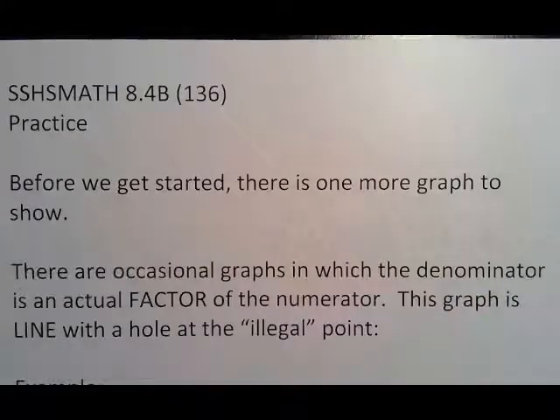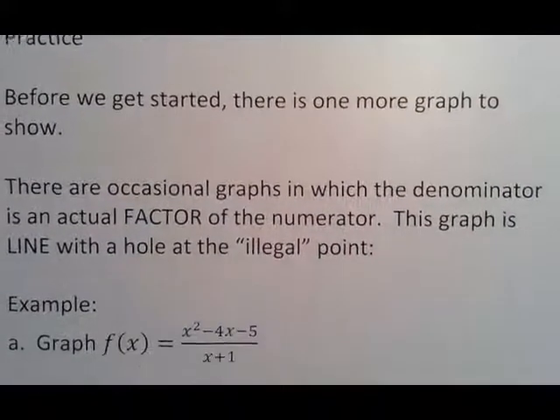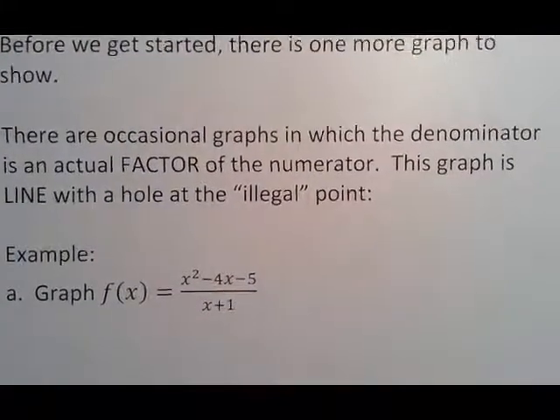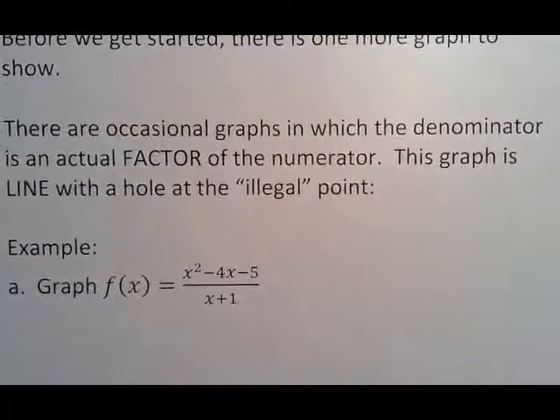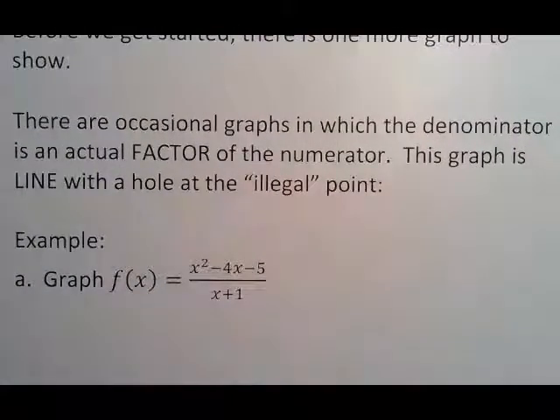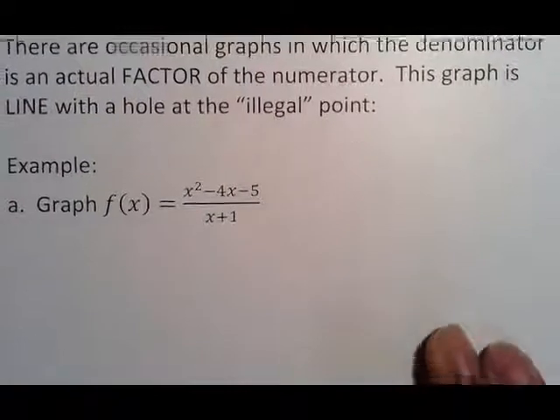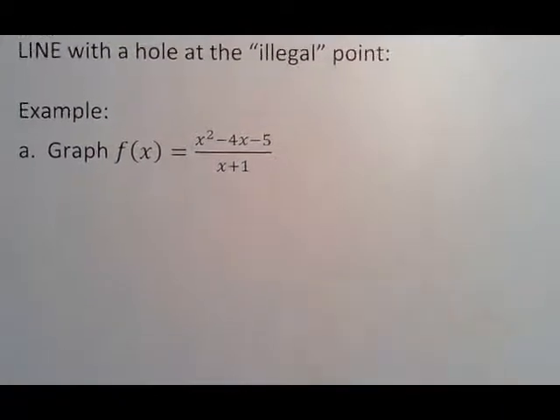Alright, so before we get started on the work, there's one more graph to show. I was getting ready to make your problems today, and I realized that there was one more that we had not seen. There are occasional graphs where the denominator is an actual factor of the numerator, and when you get that, that graph is a line with a hole at the illegal point. So we're going to go through that real quick before we go to, I think I gave you 7 problems.